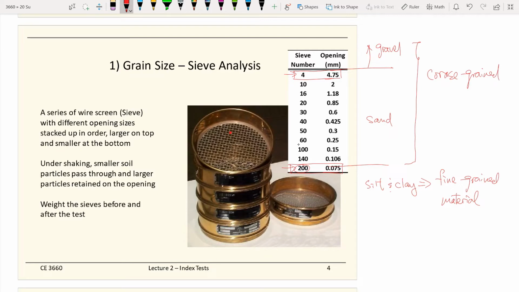You also need to be really good at speaking this language fluently, because if people tell you that you have material retained on number 4, they expect you to know that they are talking about gravel. And if you have something passing number 4, it would not be just sand. It could be sand, silt, or clay. Those are the terminology that we need to pick up.